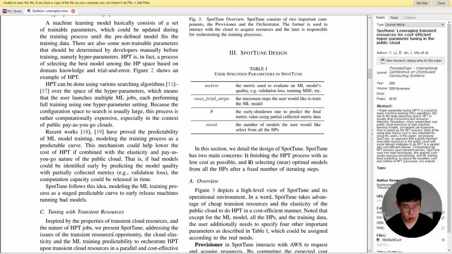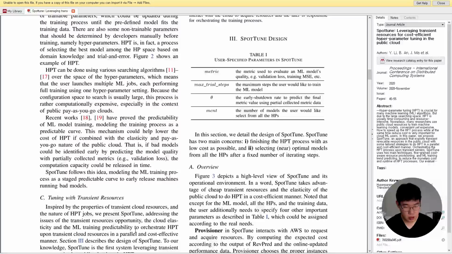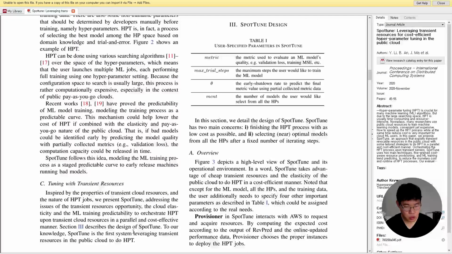to orchestrate HPT upon transient cloud resources in a parallel and cost-effective manner. Section 3 describes the design of SpotTune. To our knowledge, SpotTune is the first system leveraging transient resources in the public cloud for HPT.